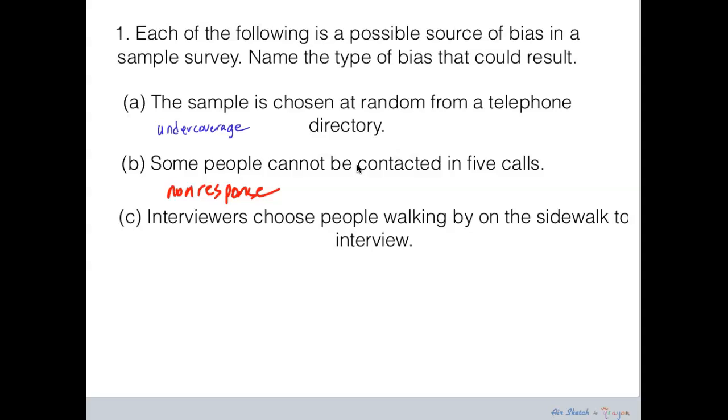And then interviewers choose people walking by on the sidewalk to interview. And that's not something we talked about today, but we talked about previously. That's just convenience, which oftentimes can introduce bias into your sample, right?